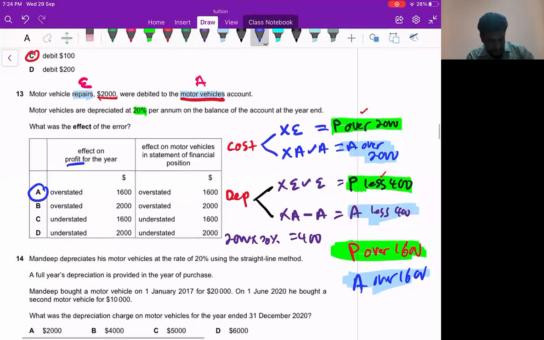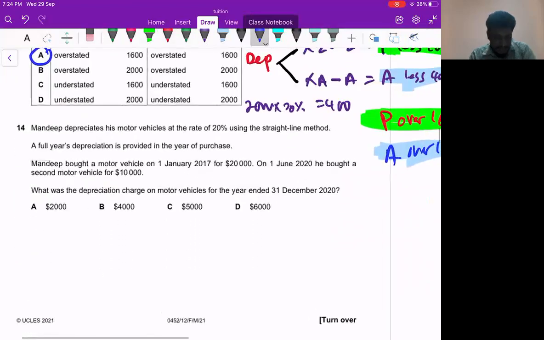Okay, next one. Question number 14. Mandip depreciates a motor vehicle at a rate of 20% straight line method. Okay, it's a straight line method, 20%. A full year depreciation is provided in the year of purchase. Okay, so they don't calculate how many months. It's a full year depreciation.